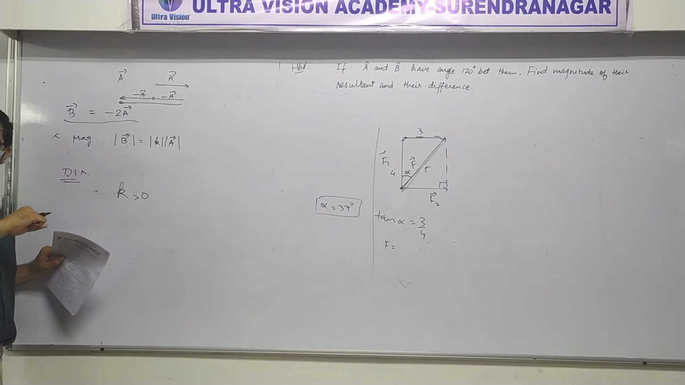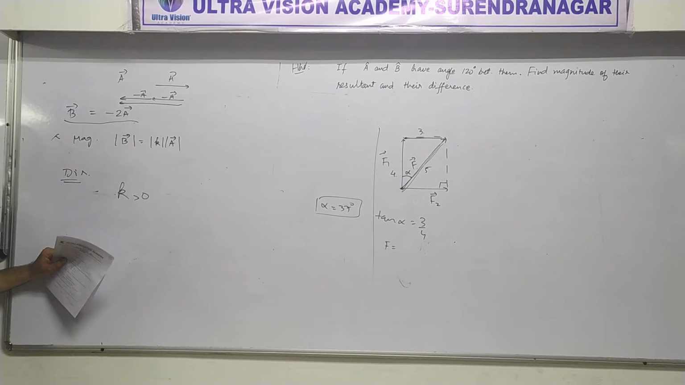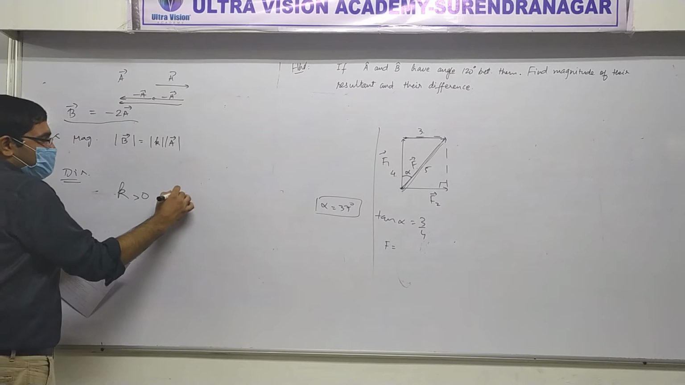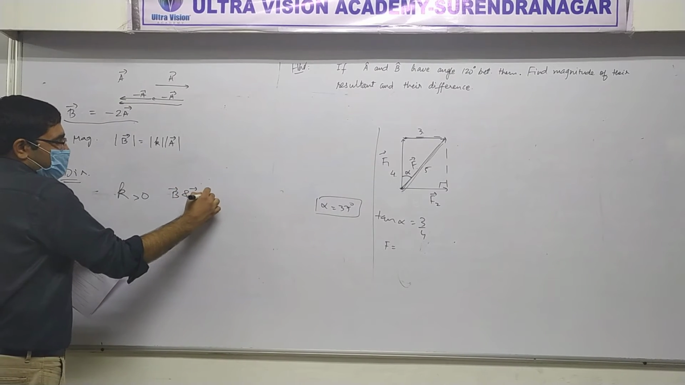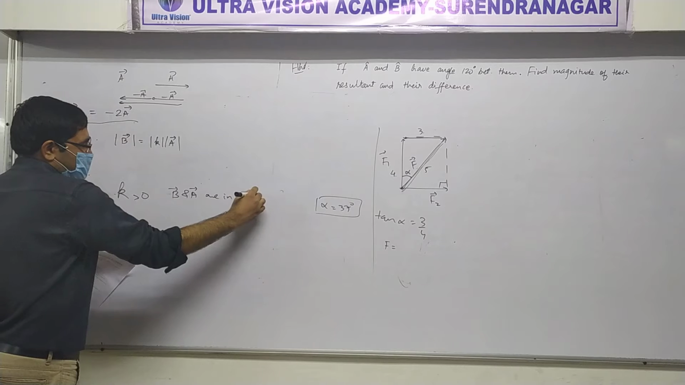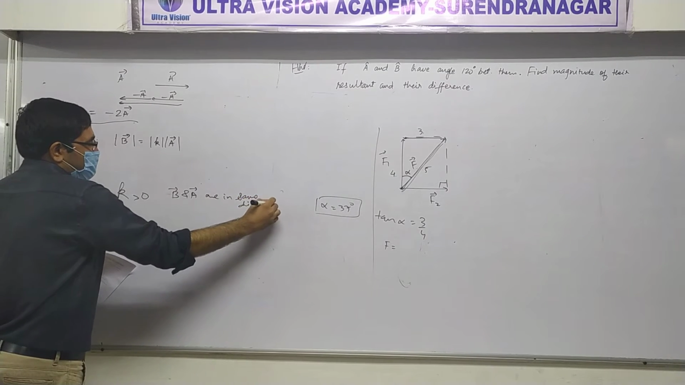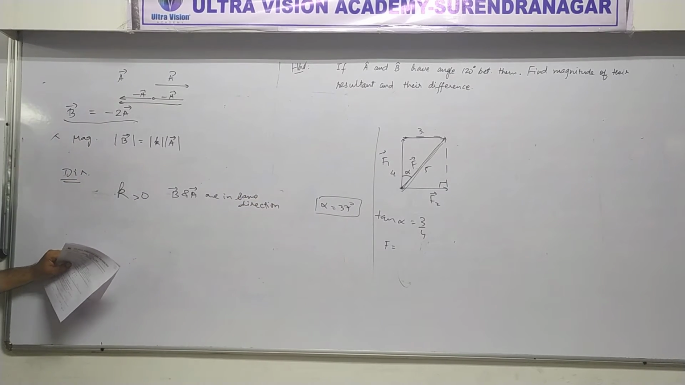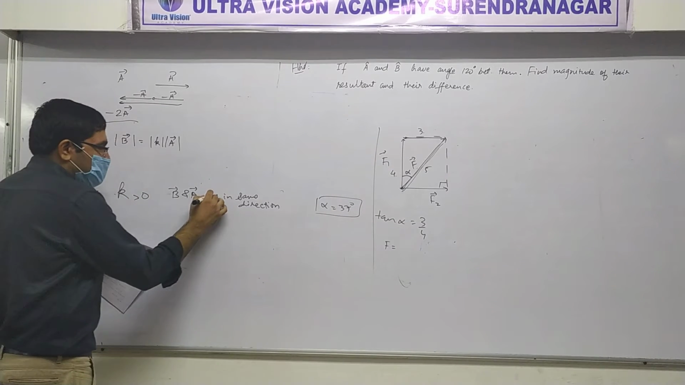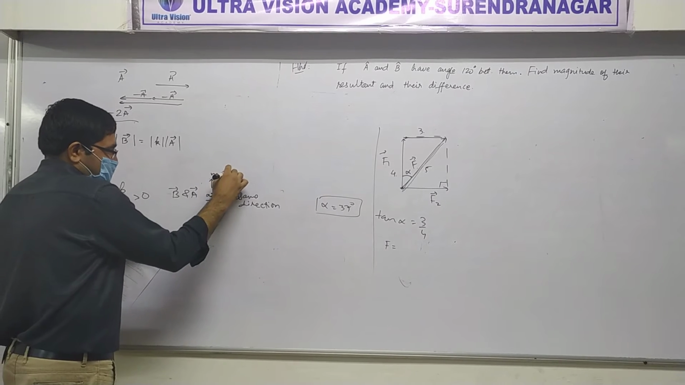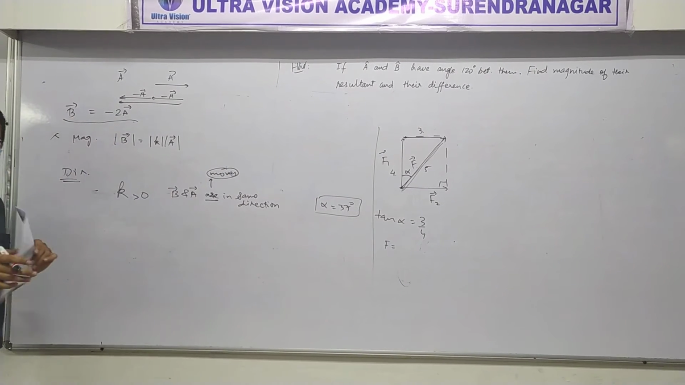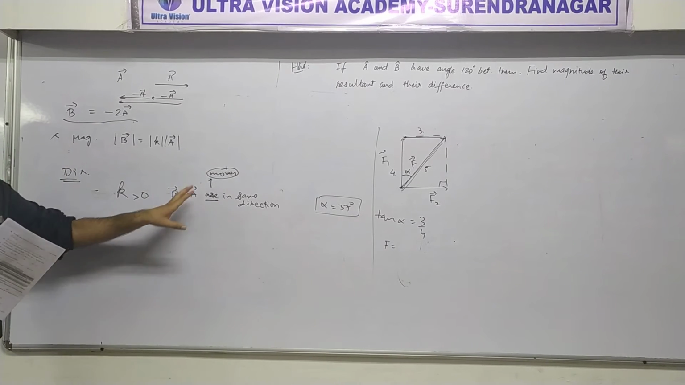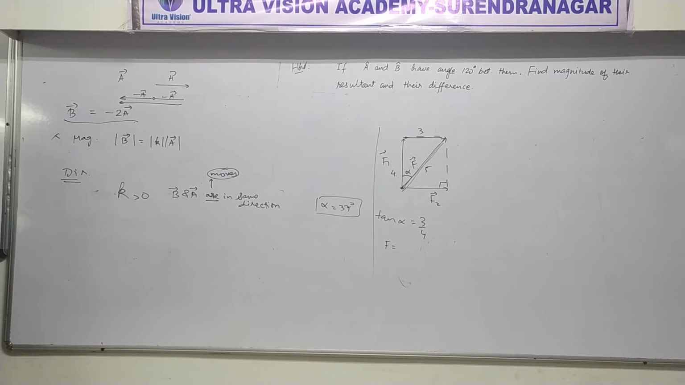If K is greater than 0, then B vector and A vector are in same direction. That is, they are parallel. You remember parallel vectors? Also, you said moves. I would say don't use that word because vectors don't really move. Are in the same direction is a better description.